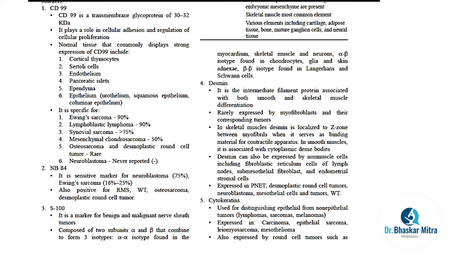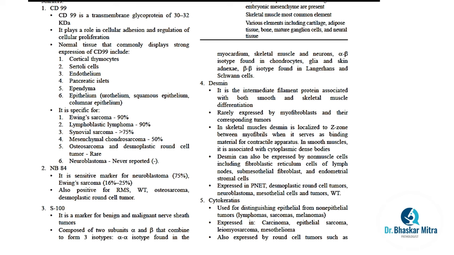Here is a list showing some of the normal physiological structures which stain with CD99, starting with cortical thymocytes, Sertoli cells, endothelial cells, pancreatic islets, ependymal cells, urothelium, squamous epithelium, and sometimes columnar epithelium. This is a very catchy question for PGs in the viva. They commonly ask which normal structures stain with CD99. Now there is a list of tumors; I mentioned a very small list. Among these, Ewing definitely comes, lymphoblastic leukemia, synovial sarcoma. There is a long list that goes on.